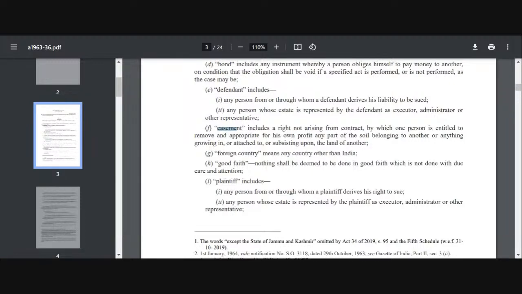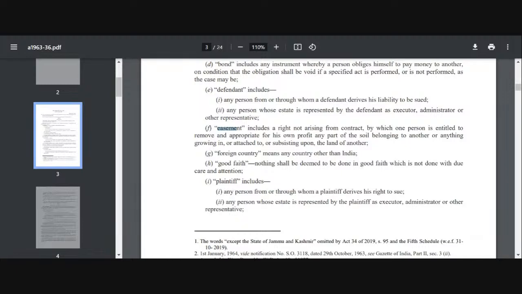Foreign country is defined in 2 clause G, 2 clause H defines good faith, 2 clause I defines plaintiff, 2 clause J defines period of limitation, as I have already told you when I was discussing the object. The period of limitation for any suit, appeal, or application is the period prescribed in the schedule. And prescribed period is also defined in section 2 clause J, that is the period of limitation computed in accordance with the provisions of the act.